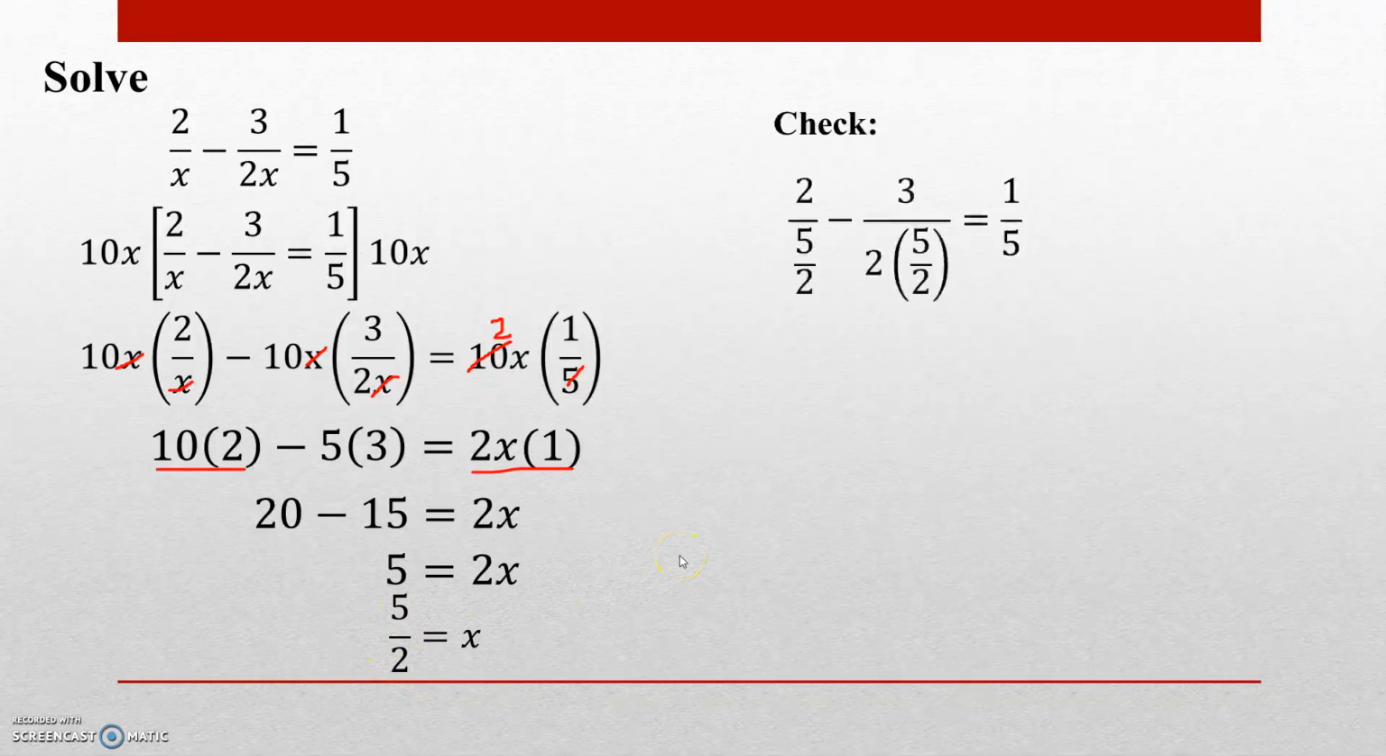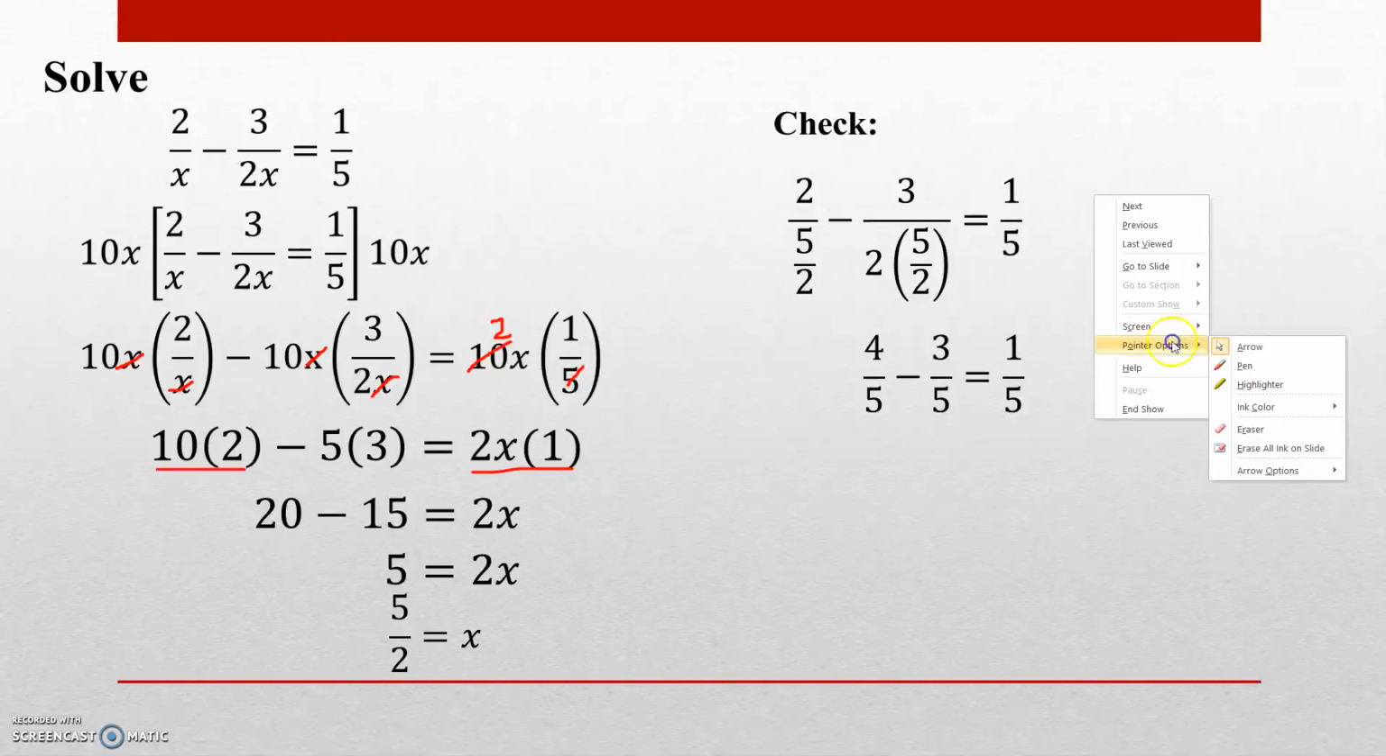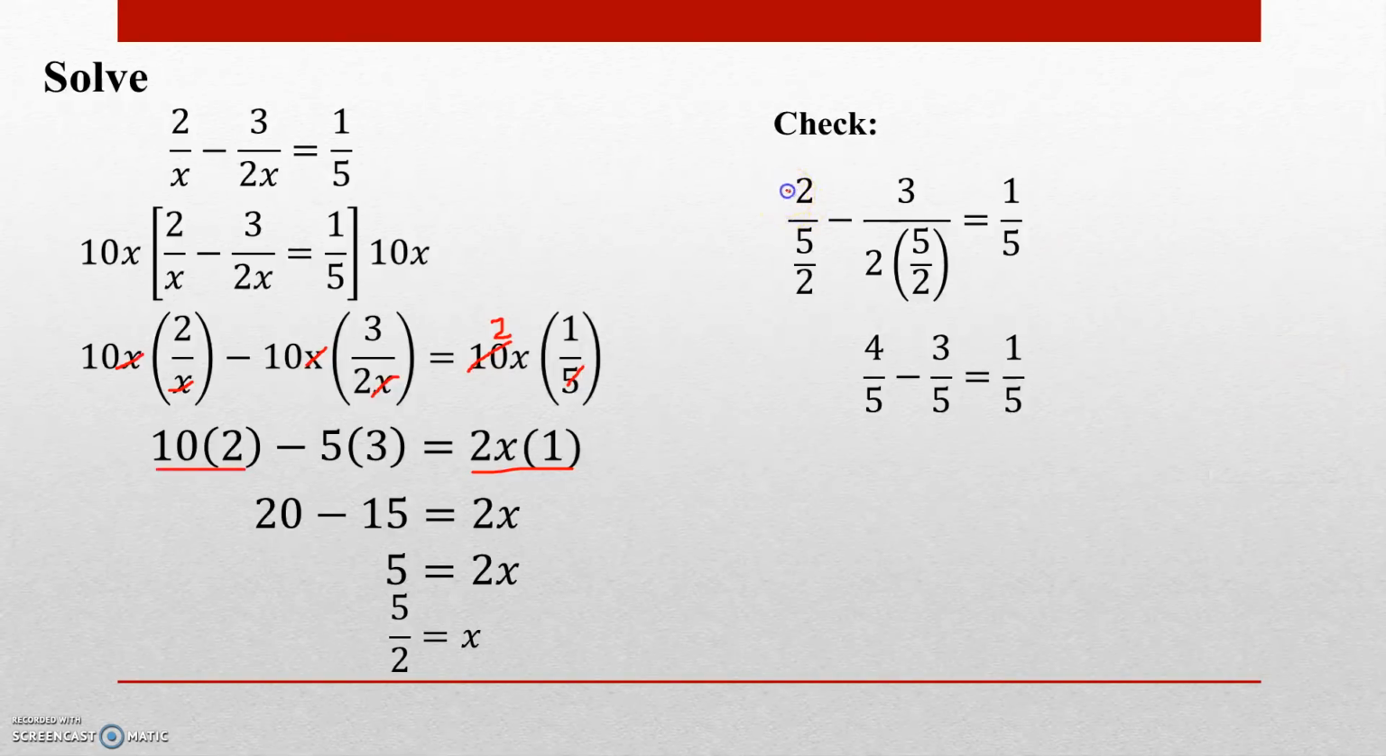So, let's check kung tama. Palitan yung x ng 5 over 2. Kaya naging 5 over 2 ito. Tsaka ito. Ayan. So, to answer that we have, ito kasi yon, we multiply 2 tsaka 2 dito.